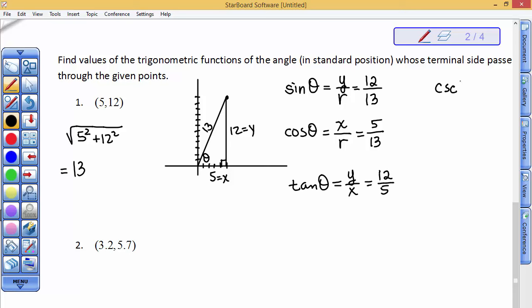Remember that these trig functions over here, a little bit less used, called cosecant, secant, and cotangent, are just flips of these fractions. So see this 12 over 13? I'm just going to come on over here and write this as 13 over 12. See the 5 over 13? I'm going to write this as 13 over 5. 12 over 5, I'm going to write this 5 over 12. Those are the 6 ways that I can write ratios for any given right triangle that has 3 sides.